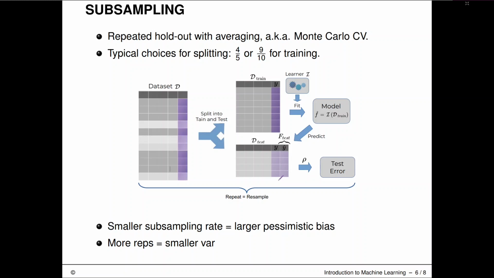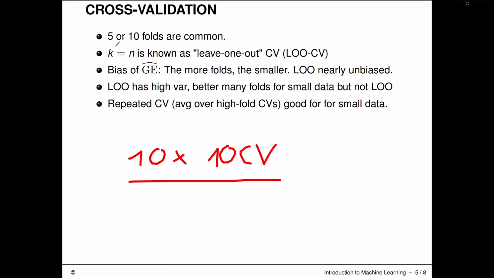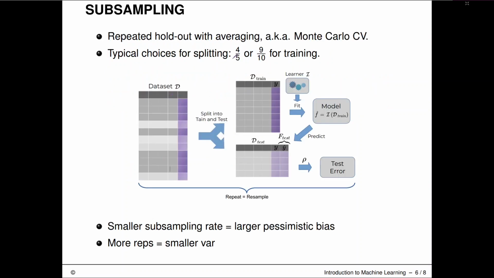Typical choices for the splitting rate, so how much data goes into training or testing, are pretty much similar as for cross-validation. So we often use 80% or 90% of data points for training. And again, the smaller the subsampling rate, the larger the pessimistic bias. The more repetitions we use, the smaller our variance will become. So if you want to produce a very good estimator, take a very large subsampling rate. So I don't know, 95%.